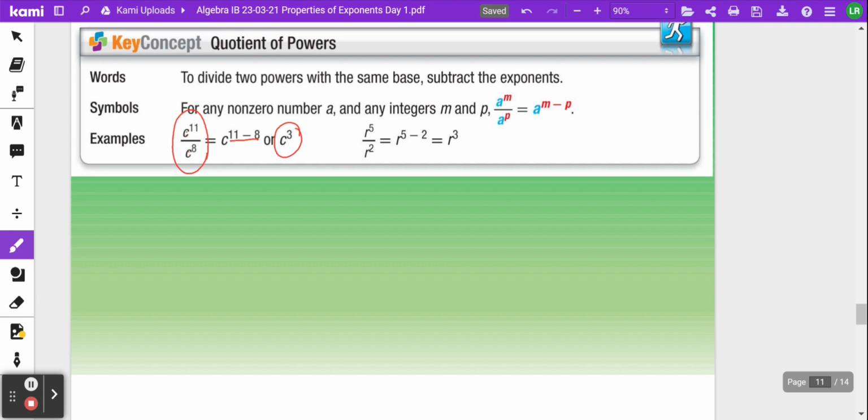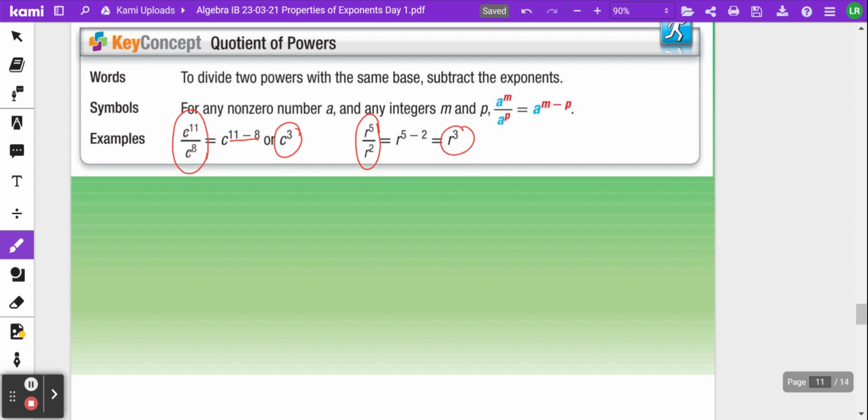Now I want you to notice that you're going top number minus bottom number when you do this. 11 minus 8. So for this one right here, r to the 5th over r squared is 5 minus 2, which is positive 3.